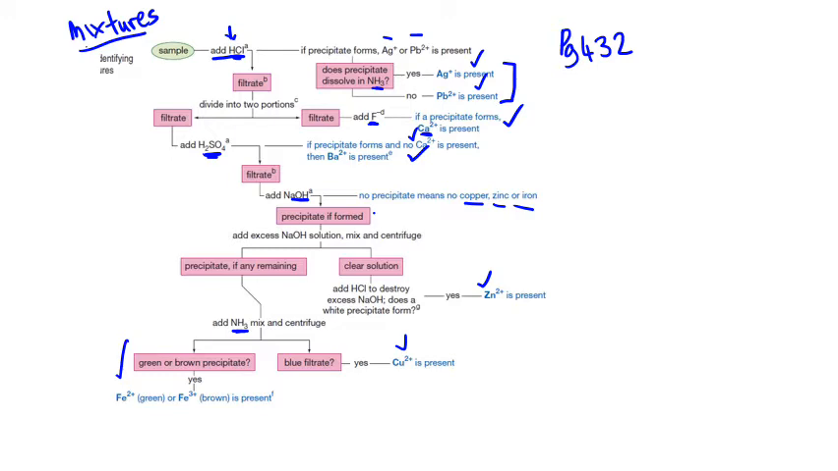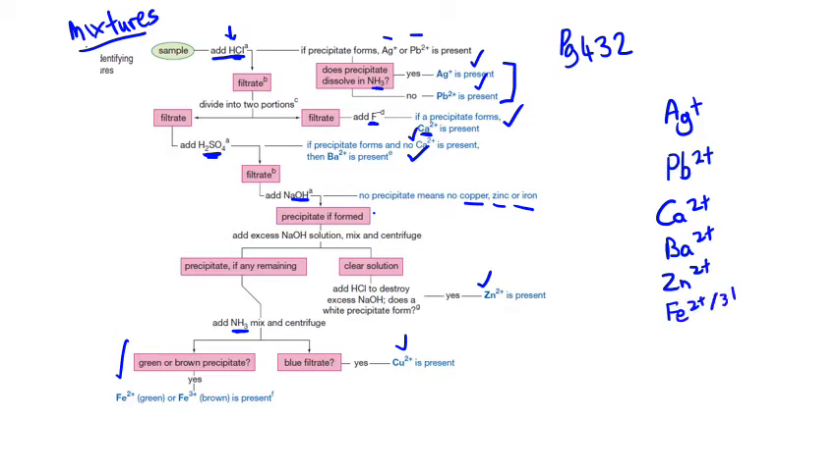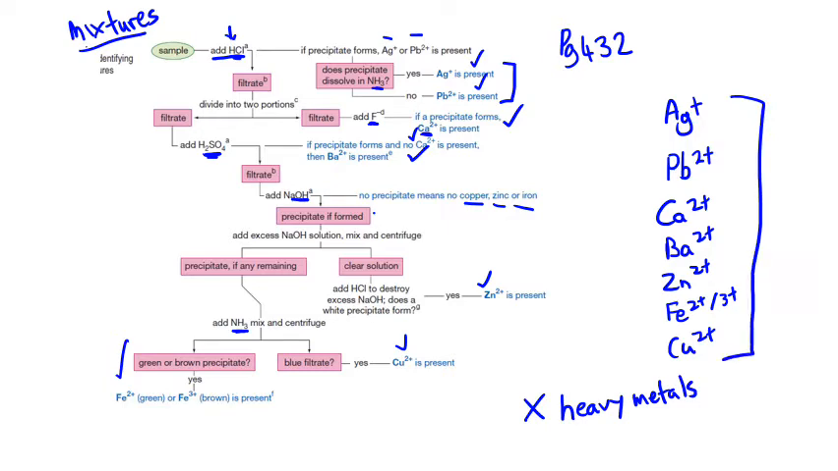Now just be careful, because these flowcharts only test for silver, for lead, for calcium, for barium, zinc, for iron 2 or 3, and for copper. They don't test for any of your heavy metals, so we need to be very careful that the flowchart only tests for these ones here.